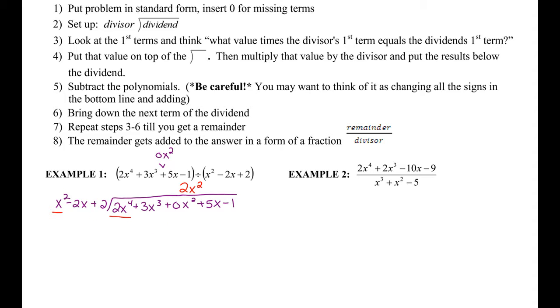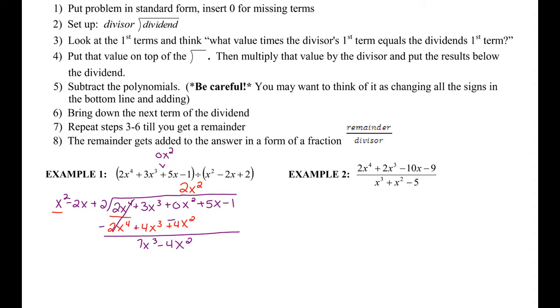So I get 2x to the 4th minus 4x cubed plus 4x squared. Step 5 then has you subtract the polynomials, but be careful, we have to remember to distribute the negative. So it may be easier to think of it as changing all of the signs. Then we're going to add them together. So your first term should add to 0. We then get 7x cubed minus 4x squared.